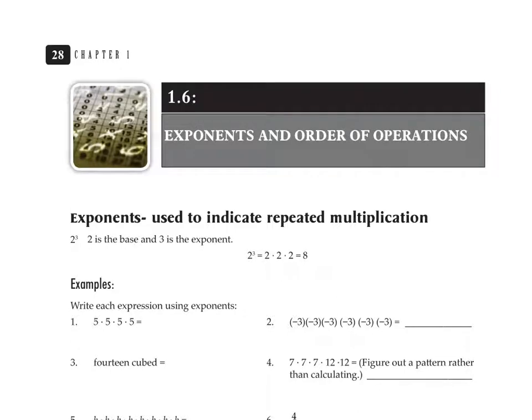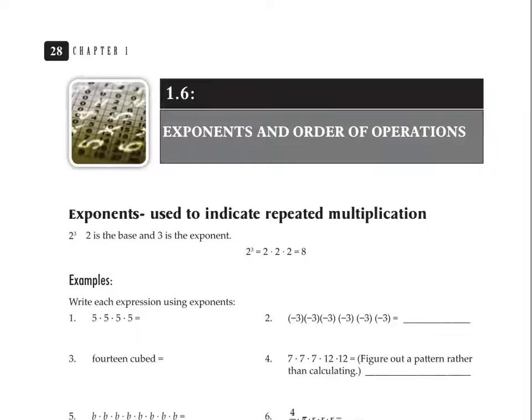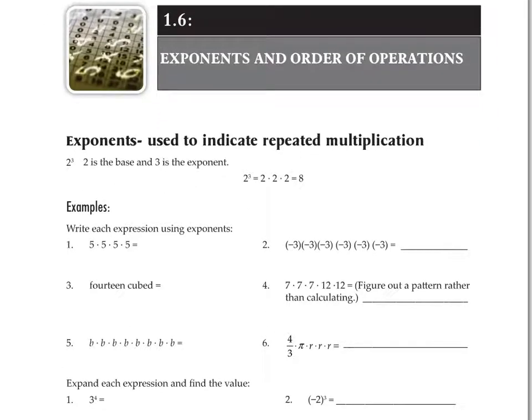All right, so we're in section 1.6 of Al Grosch's book, Developmental Math 2. We're going to talk about exponents and order of operations now. So an exponent is used to indicate repeated multiplication.